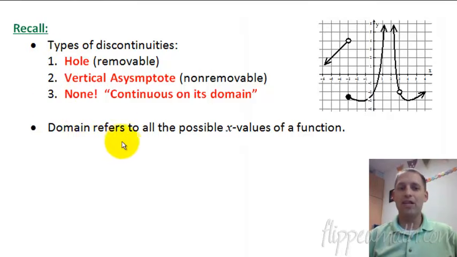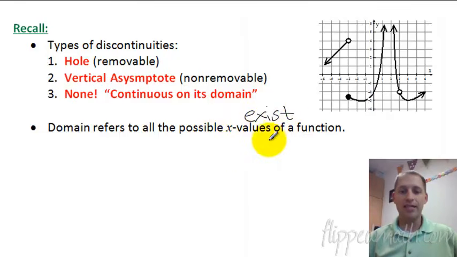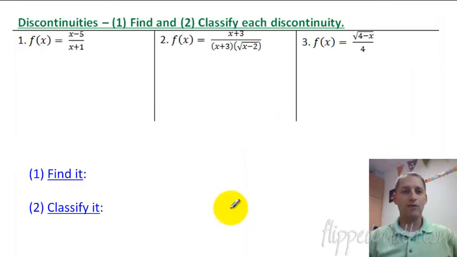The domain is referring to all the possible x values of a function. Or another way of thinking of this is, where does the thing exist? I'm looking at where does the function exist. Wherever it is, that's the domain, all the x values. So let's do our first examples.